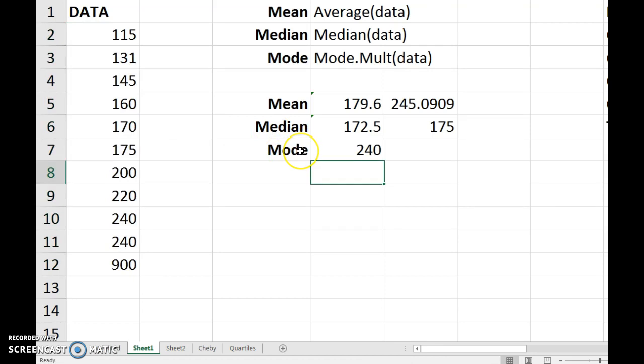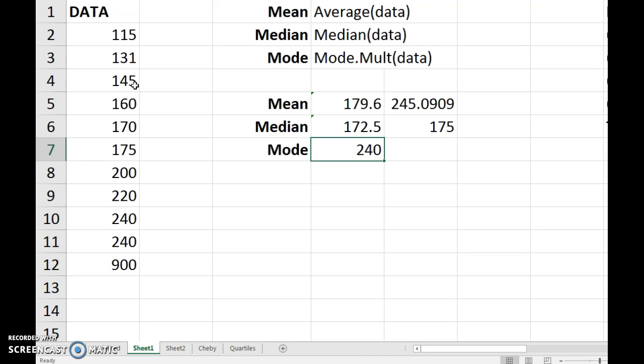And the last thing is mode, the value that happens the most. And so you can just look and see that 240 happened twice in our data set. No other value happened 2 times, so 240 is our mode. If you type equals mode.mult and then select your data, Excel gives that back to you. Now, if another data value would have happened twice, if 145 would have been listed twice, we would have 2 modes. 145 and 240 would both be the mode. If no data value happens twice, there's no modes.